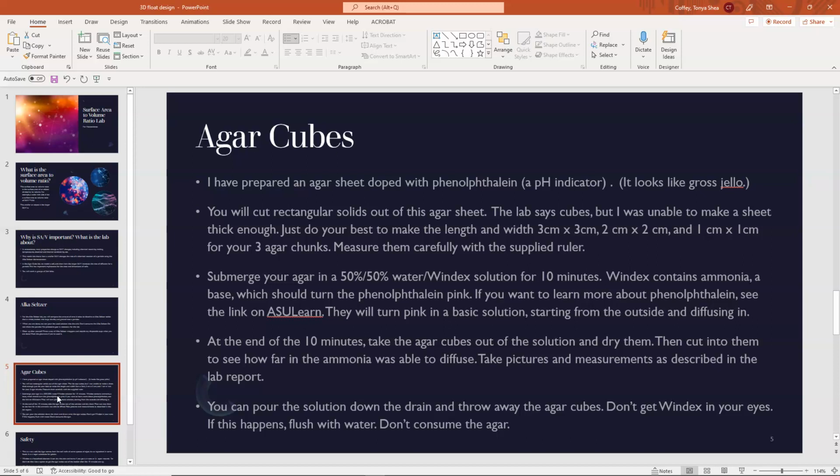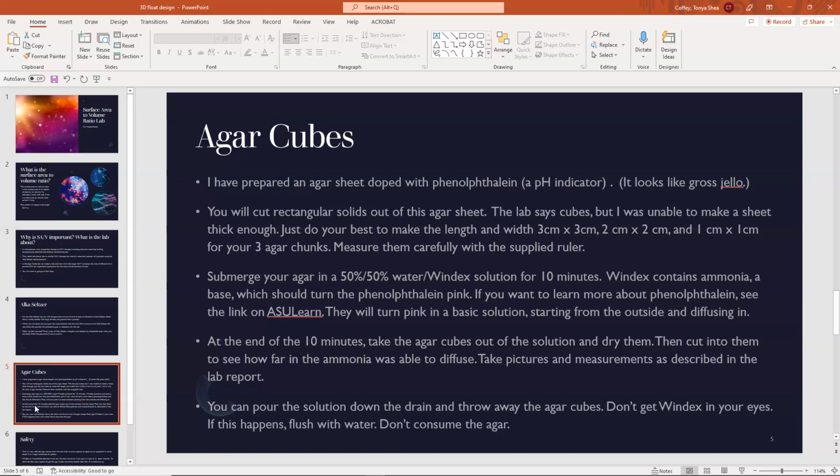Now you're going to cut rectangular solids out of this agar sheet. In the lab it says to cut cubes, but I wasn't able to make a sheet that was 3 centimeters thick. So just go ahead and do your best to make the length and the width of the little rectangular solids 3 by 3 centimeters, 2 centimeters by 2 centimeters, and 1 centimeter by 1 centimeter to kind of simulate small, medium, and large objects.